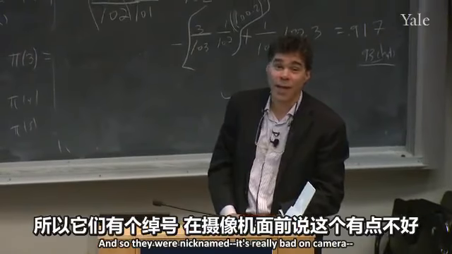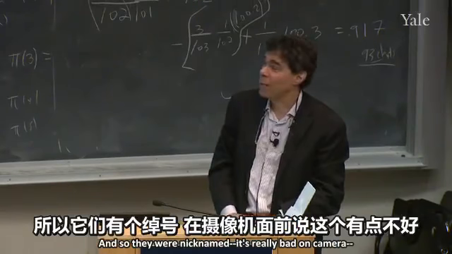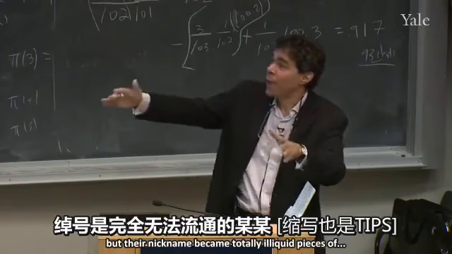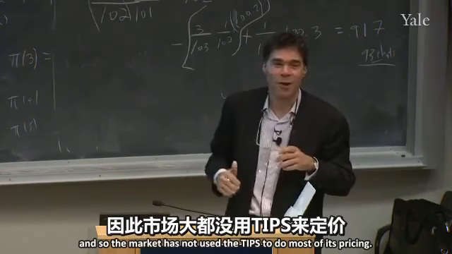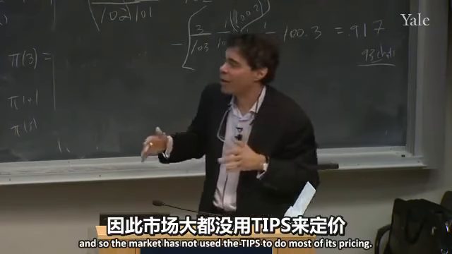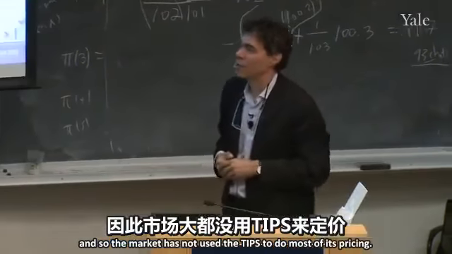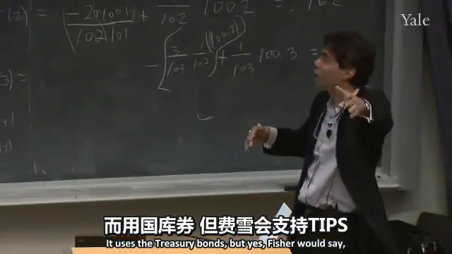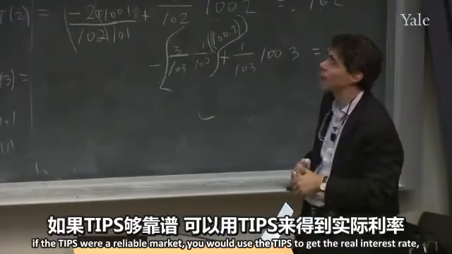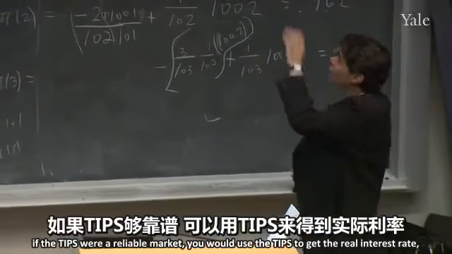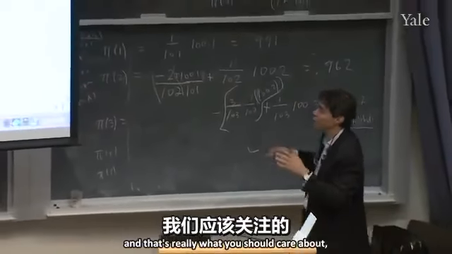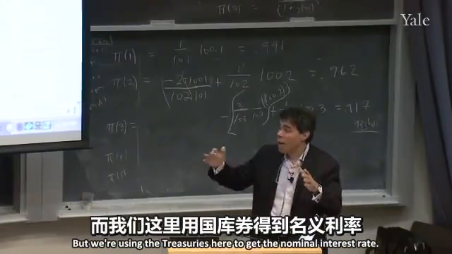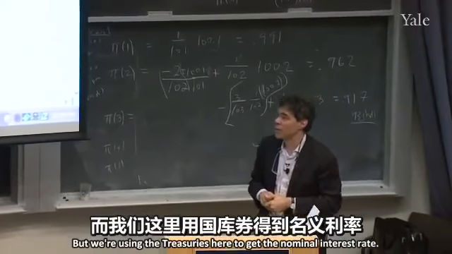And so they were nicknamed, it's really bad on camera, but their nickname became totally illiquid pieces of, and so the market has not used the TIPS to do most of its pricing. It uses the treasury bonds. But yes, Fisher would say if the TIPS were a reliable market, you would use the TIPS to get the real interest rate, and that's really what you should care about, the real interest rate, not the nominal interest rate. But we're using the treasuries here to get the nominal interest rate.